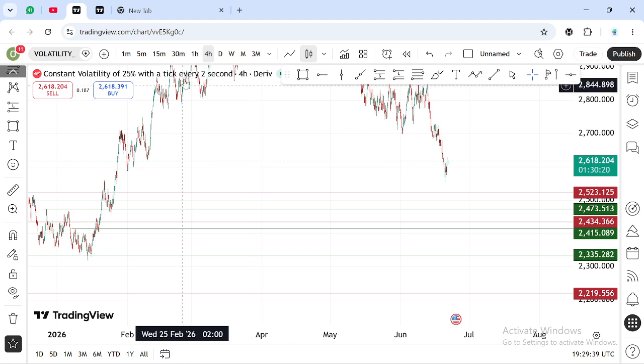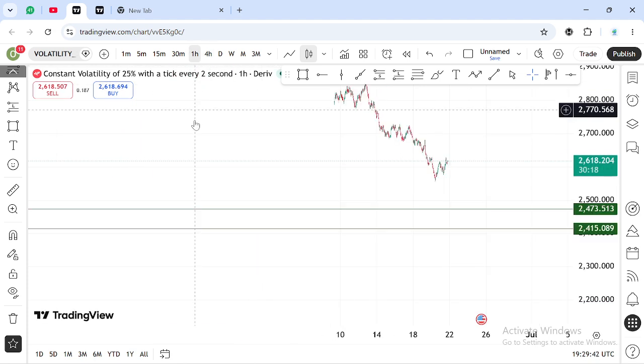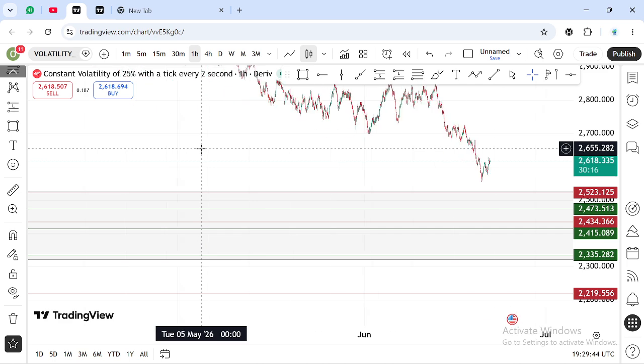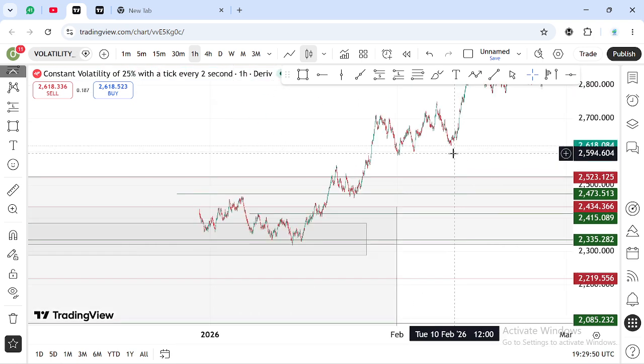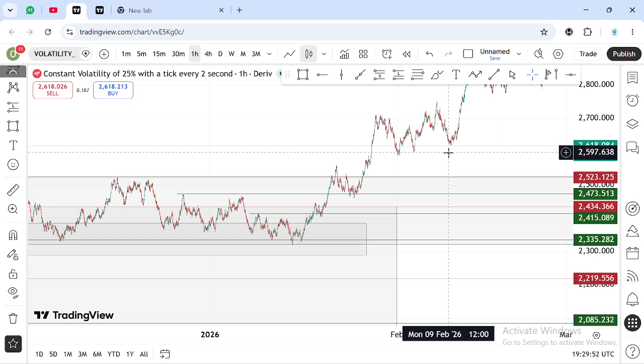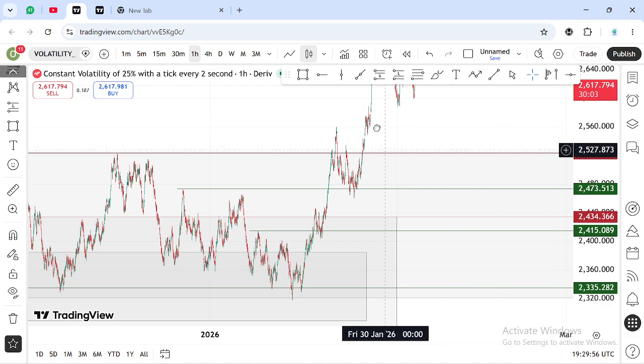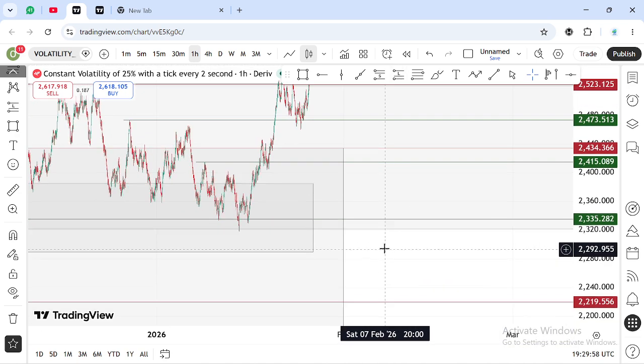So now let me go to the 1 hour time frame to see if I can find a proper order block for our entry. On the 1 hour time frame, I don't know why all the other blocks are coming out, but it's fine.